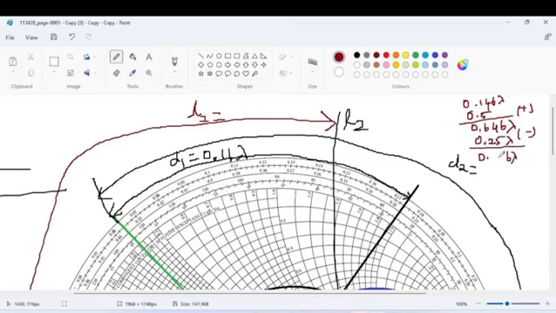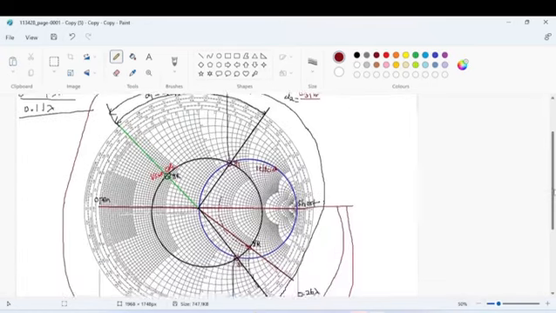Then only you'll be getting 0.396 lambda, right? Otherwise you'll be getting the length as negative. Is there any possibility to get the length as negative? No, right? So this is one such way to find out the length.